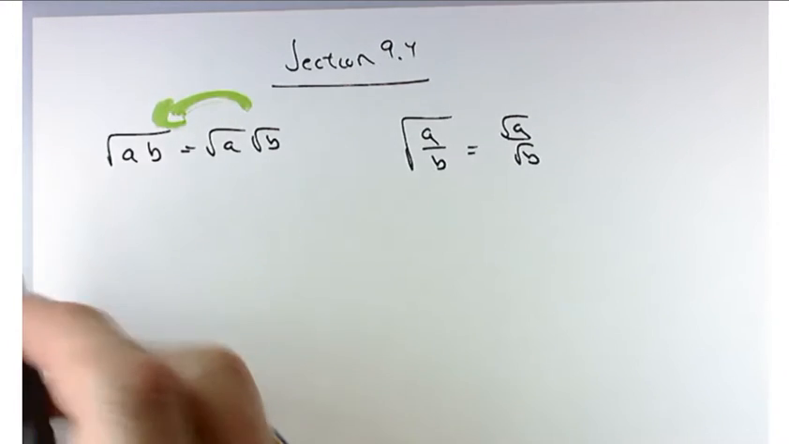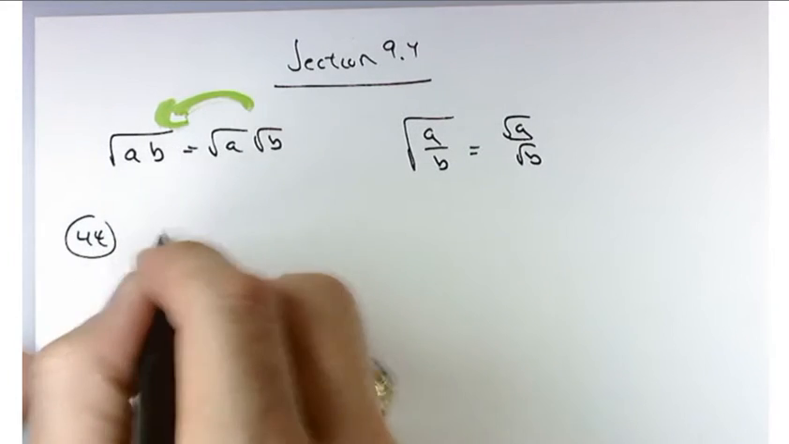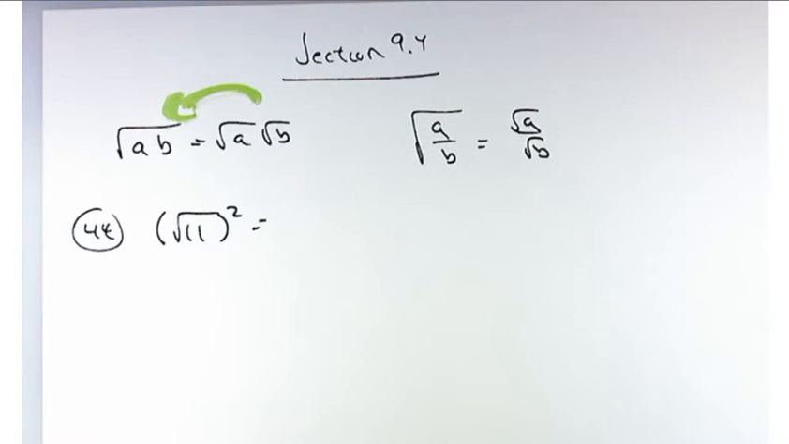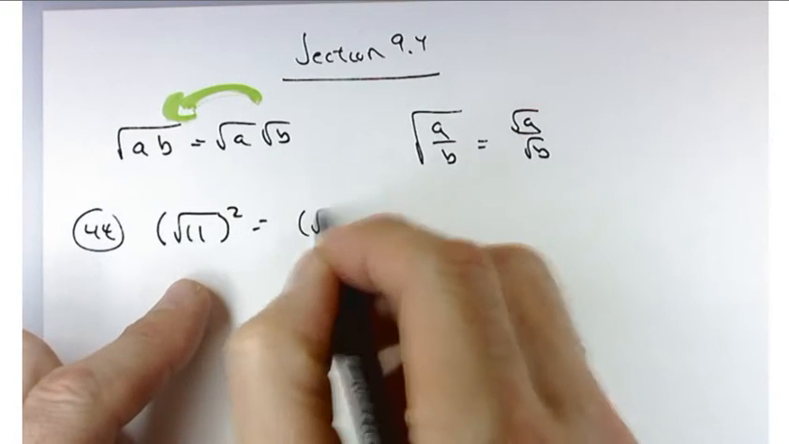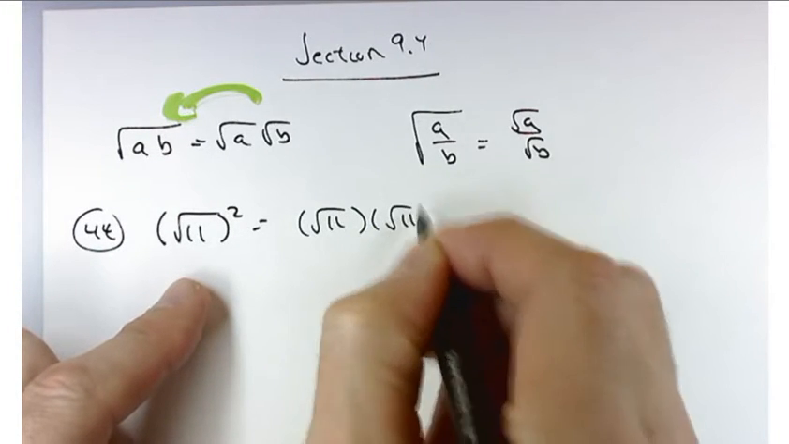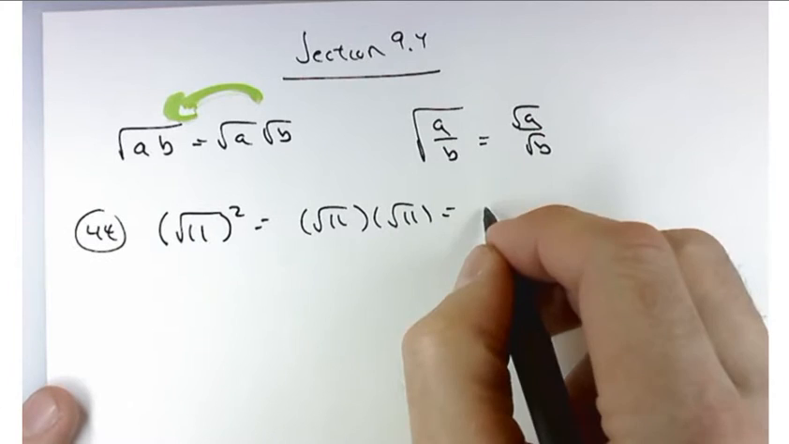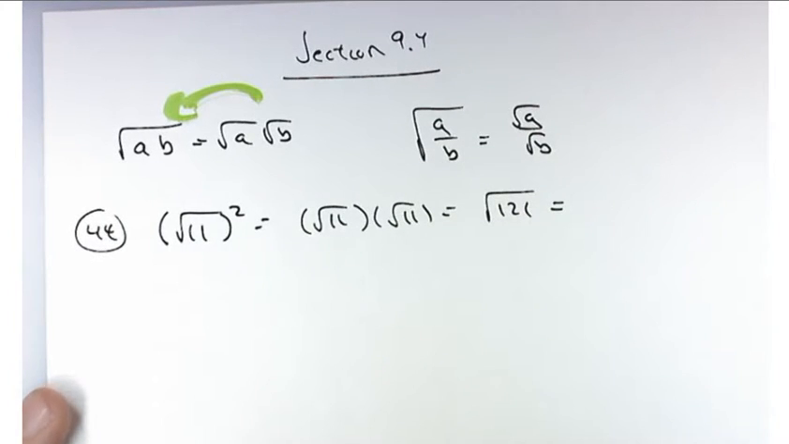Let's start with problem number 44. Square root of 11 squared. Now I'm going to look at this one a couple ways. And of course, if you can simplify this instantly in your head, then that's fine. This is not one that I would expect you to write out a whole lot of work for. But square root of 11 squared, well, when I square something, I'm multiplying it by itself. So it's square root of 11 times square root of 11. 11 times 11 is 121. What's the square root of 121?